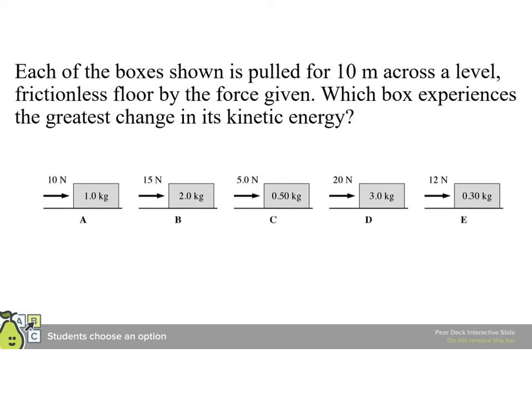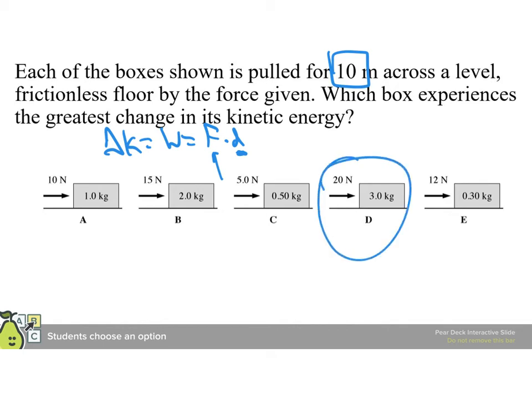Each of the boxes shown is pulled for 10 meters across a level frictionless floor by the force given. Which box experiences the greatest change in its kinetic energy? All right, well, it's the same distance. We know that the change in kinetic energy is the work, which is the force times the distance, but it's the same distance, so it's all going to depend on which one has the greatest force. The one with the greatest force is this one.